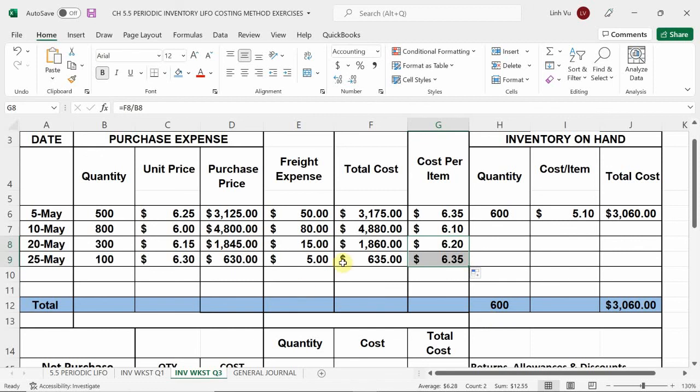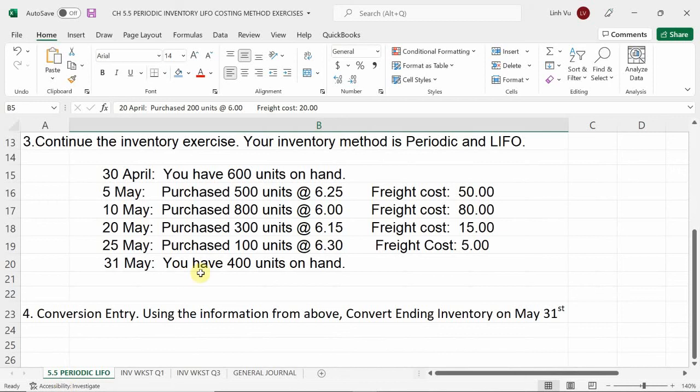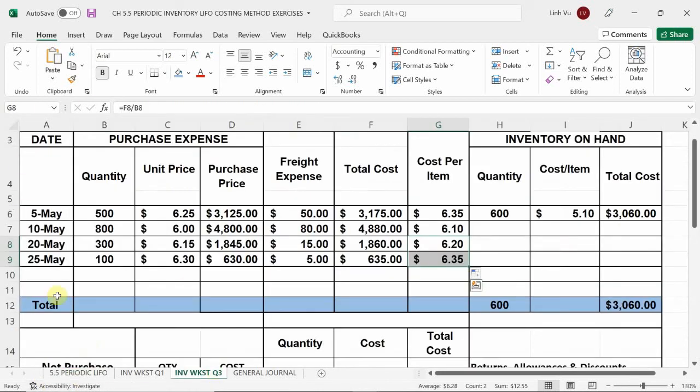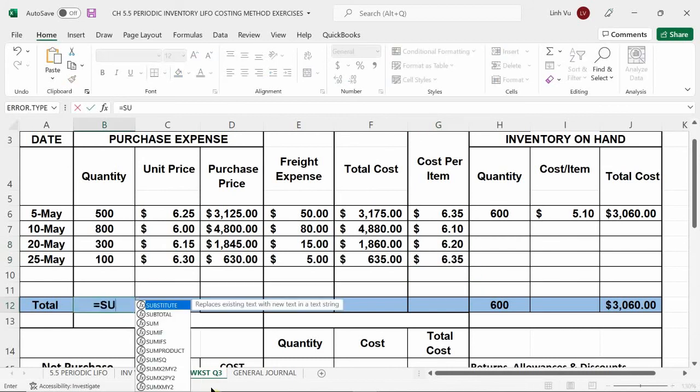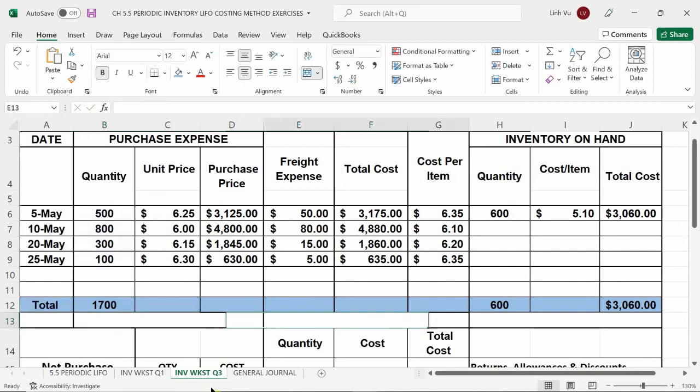$6.35. So now that we've reached the end of our accounting period, May 31st, you had a total of 400 units on hand. Now in this case, let's tally up our totals. What was our total amount of purchases that we made? What was my total quantity? 1,700. What was my total purchase price?